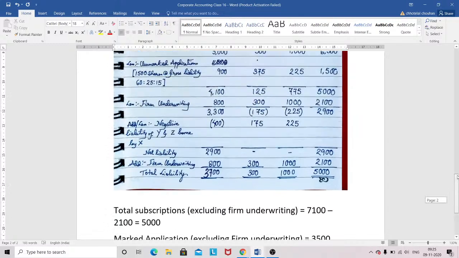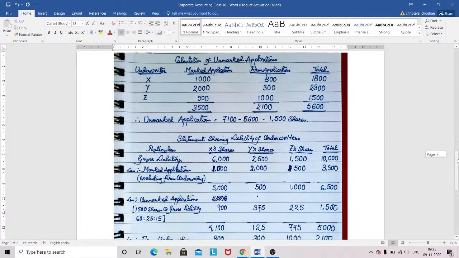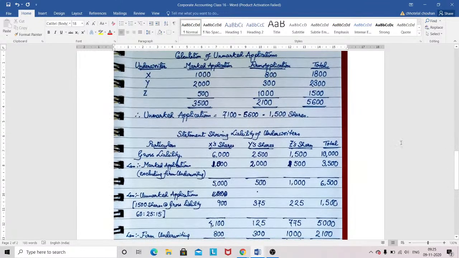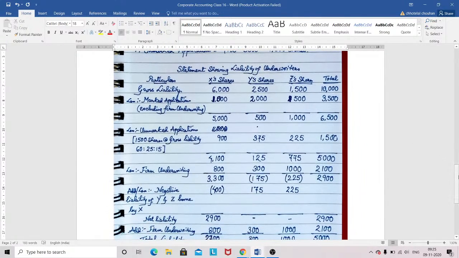আচ্ছা, next what you have to do, you have to proceed for the calculations of the liability as you have calculated that unmarked application তো বেরিয়ে গেছে. এবার আমরা ক্যালকুলেট করব. So first one is the gross liability, they have given, আমাদের ক্যালকুলেট করার দরকার নেই because they have mentioned it properly. 6000 for X, 2500 for Y and 1000 for Z. So total is your 10,000.